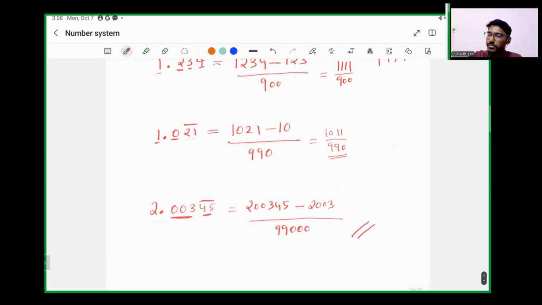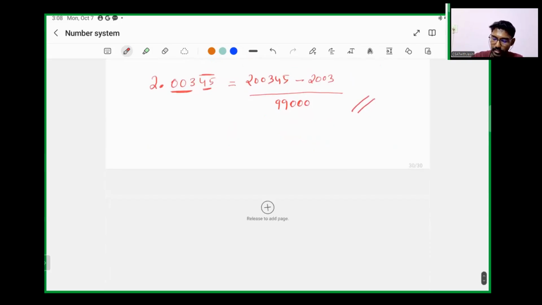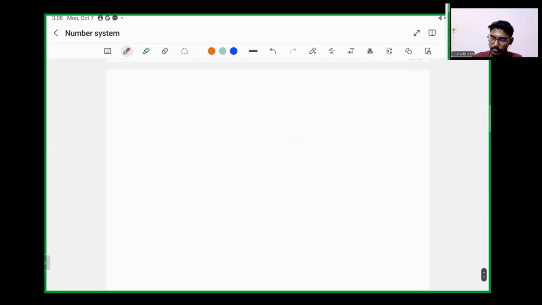So is this okay with you? Recurring decimals. Clear? Okay. Now we will move on to odd and even. So this is also a common question which is coming in UPSC and also in other exams.